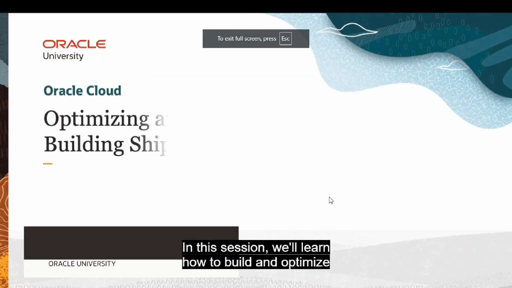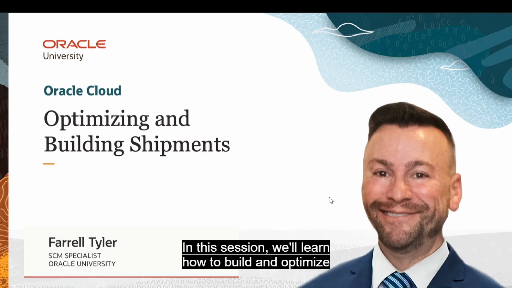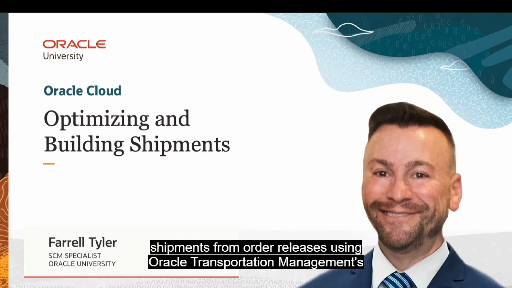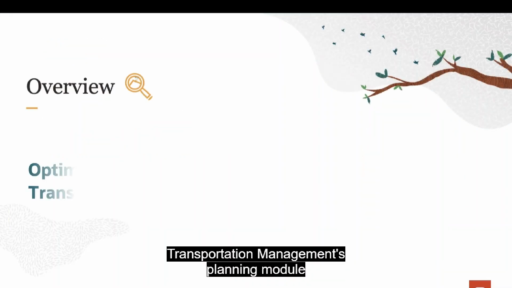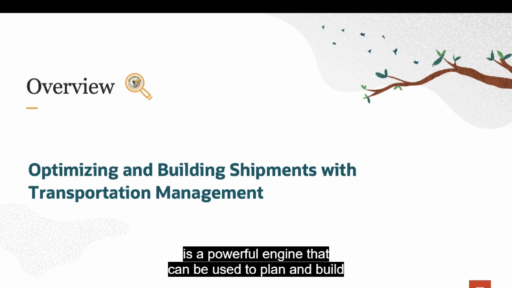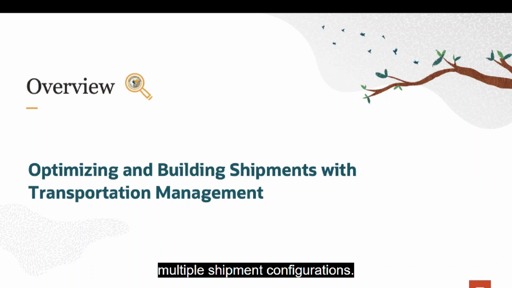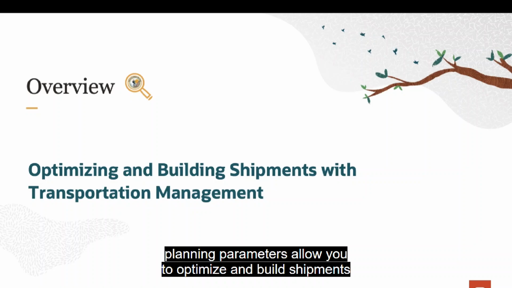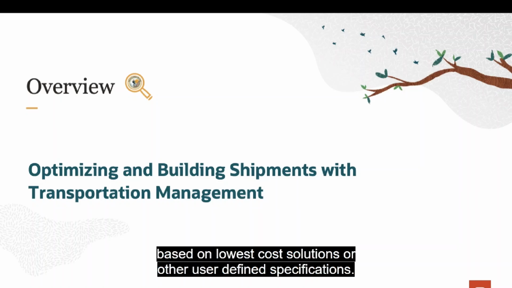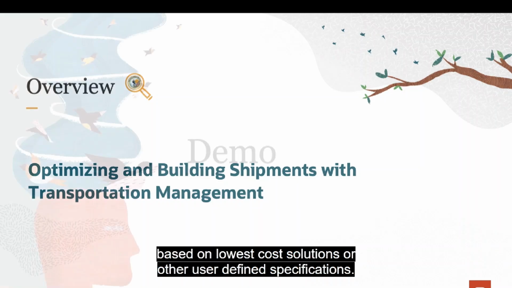In this session, we'll learn how to build and optimize shipments from order releases using Oracle Transportation Management's powerful optimization engine. Transportation Management's planning module is a powerful engine that can be used to plan and build multiple shipment configurations. As discussed in a previous Explorer topic, planning parameters allow you to optimize and build shipments based on lowest cost solutions or other user-defined specifications.